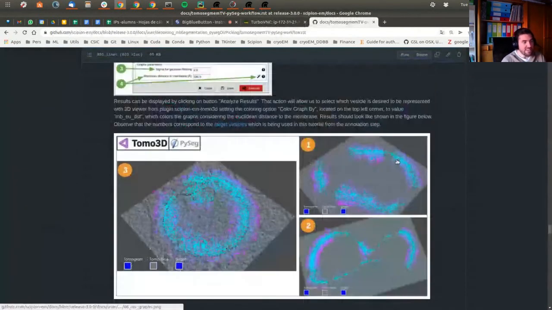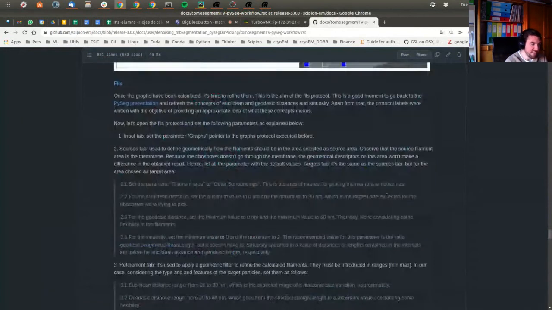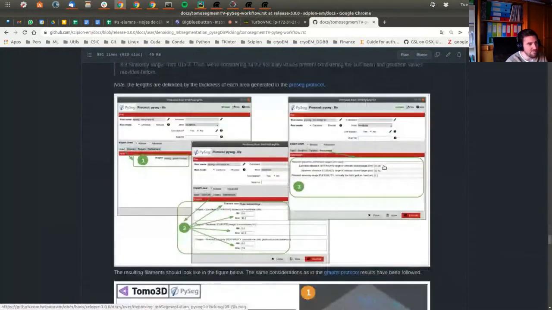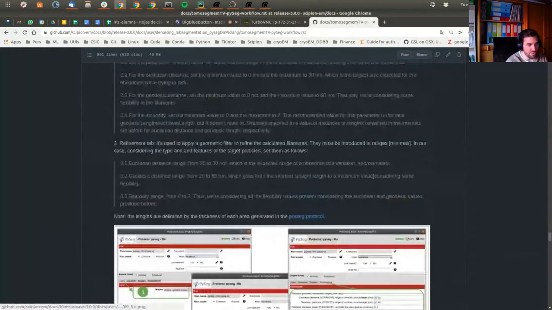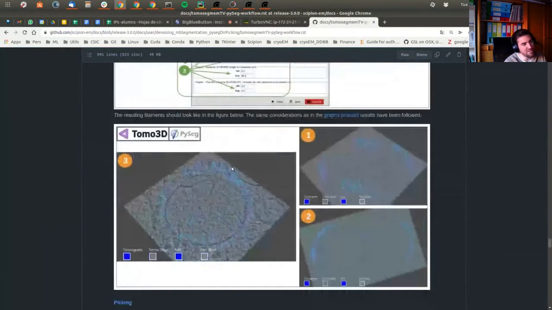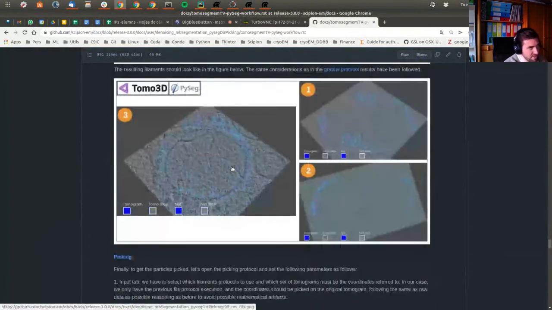Regarding the graphs, everything explained before is again here in the documentation, and the result should look like this. As you can see, it's a very refined version of the parameters. Let's have a look.